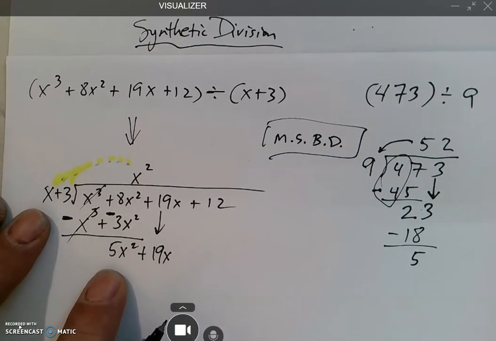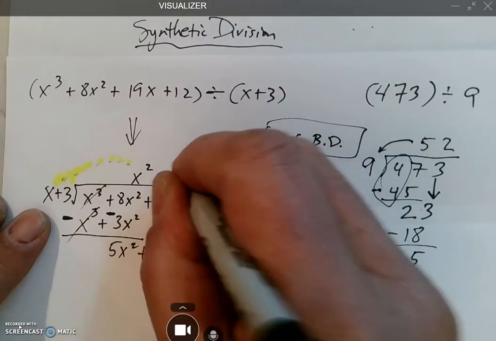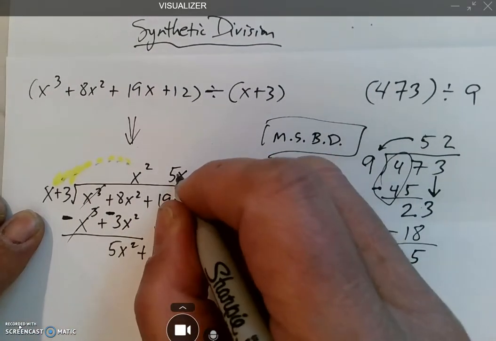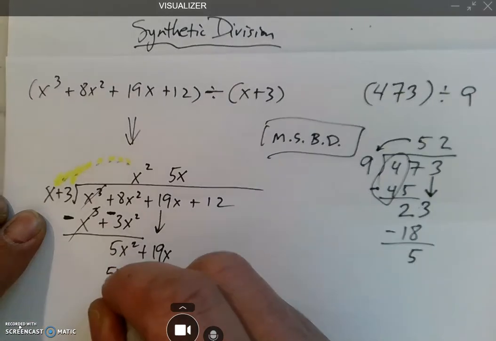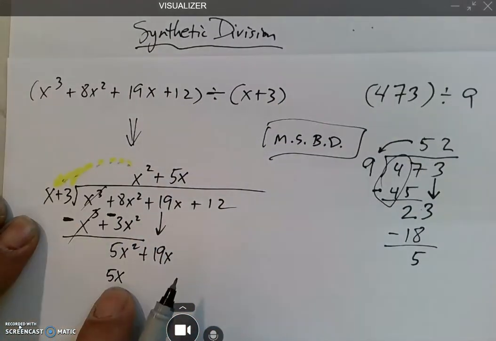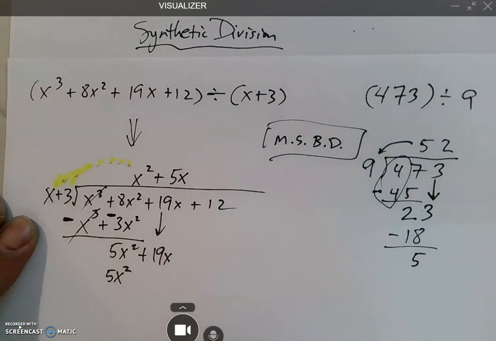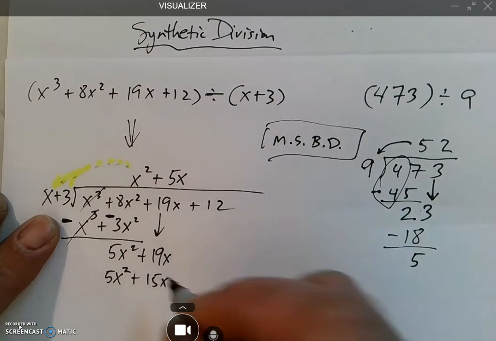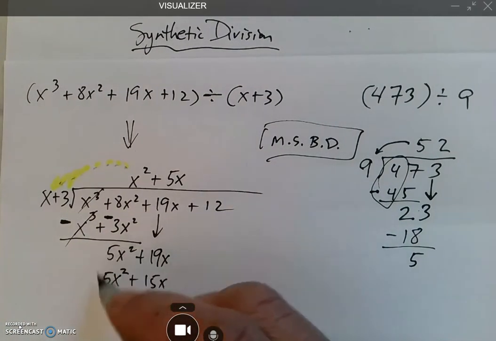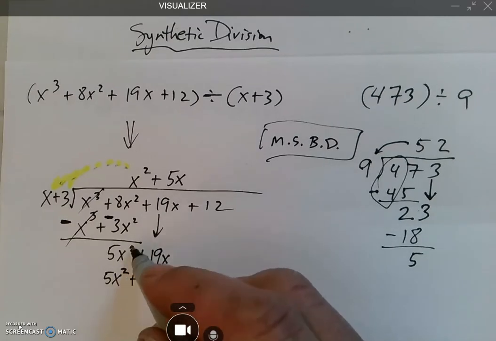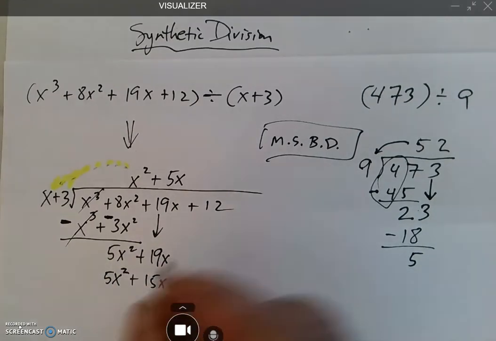We need to cancel a 5, so we need a 5. This is x, but we need x squared. So we need x, because x times x gives us x squared. Again, that's positive. 5x times x gives us 5x squared. 5x times 3 gives us 15. I don't care that these don't match. The front numbers have to match. These two have to look identical. So you have to match the exponent and we have to match the number.